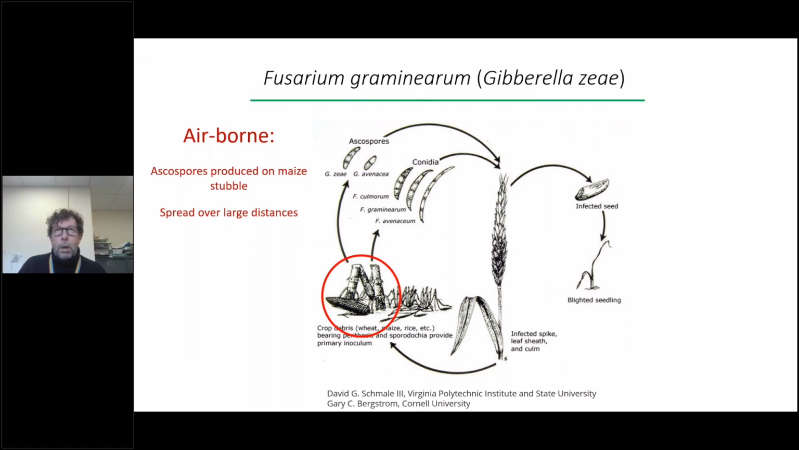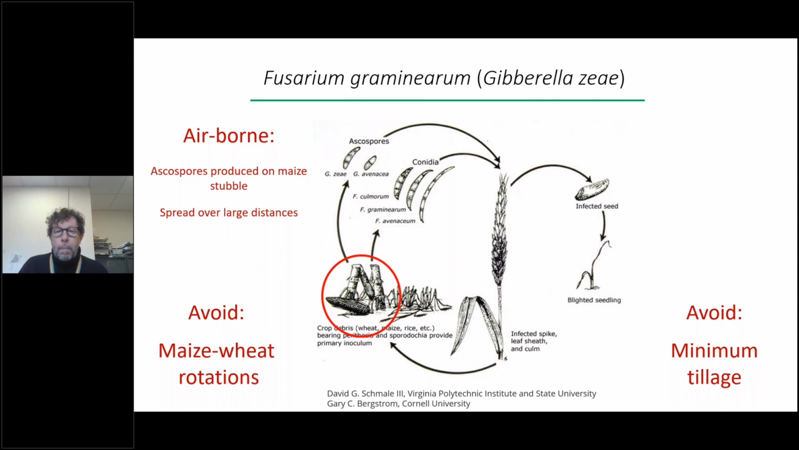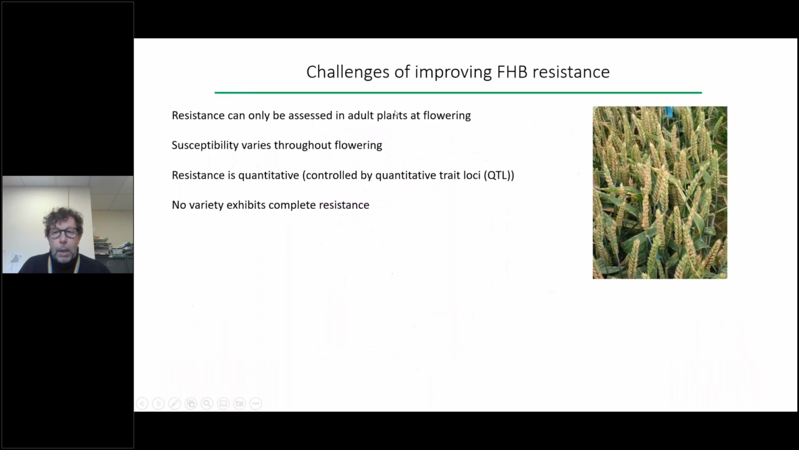On maize stubble, Fusarium graminearum undergoes sexual reproduction, and that releases ascospores which can infect subsequent crops. One of the major issues with Fusarium head blight is: do not ever sow wheat after maize. Maize wheat rotations, as the Americans learned to their cost, is an extremely foolish way to go. So avoid wheat maize rotations. And in addition, because of the ascospore production on stubble and detritus, avoid minimum tillage as well.